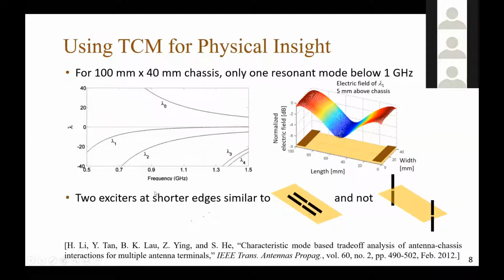So the two exciters at the shorter edges look more like this: two dipoles very close to each other, but not completely on top of each other, because we still excite some other modes. It's definitely not this kind of configuration. So for us, this was a very nice insight. And how can we solve this problem then?